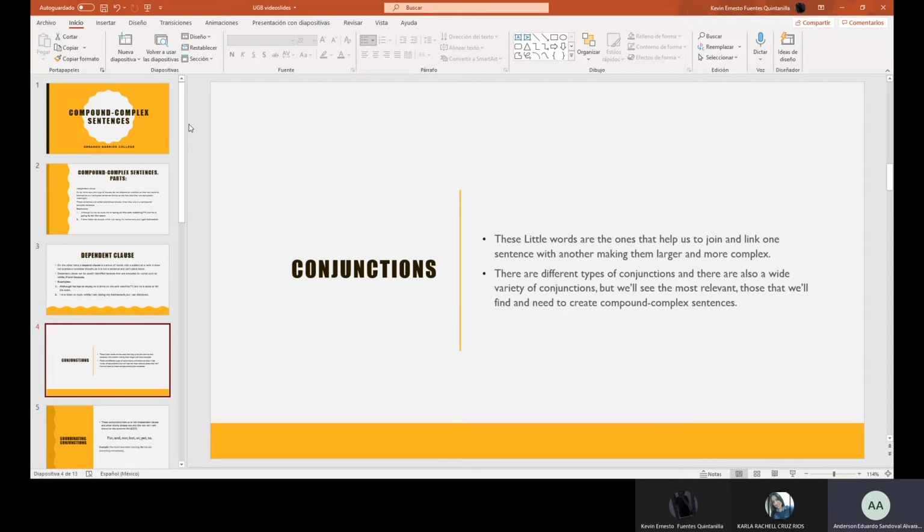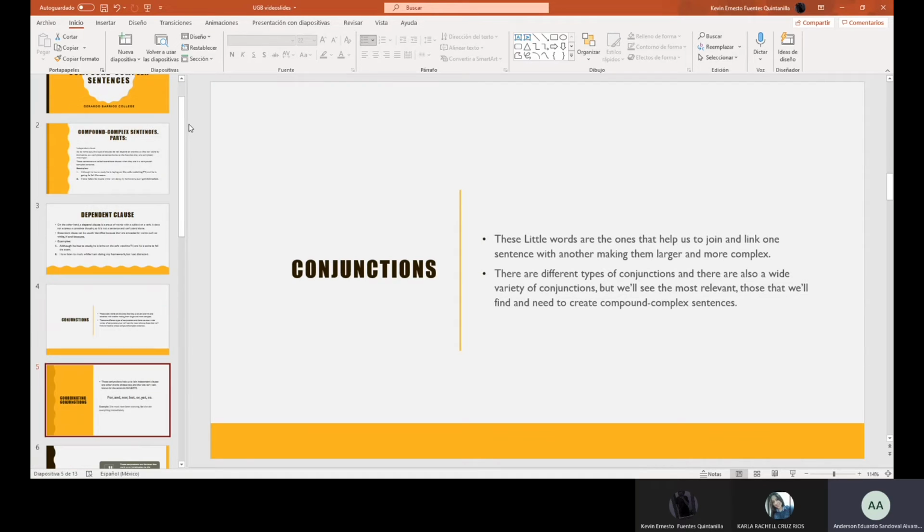Okay, now we have conjunctions, and these little words are the ones that help us to join and link one sentence with another, making them larger and more complex. There are different types of conjunctions, and there is also a wide variety of conjunctions. But we'll see the most relevant, those that we'll find and need to create a compound complex sentence. Pass to the next slide.